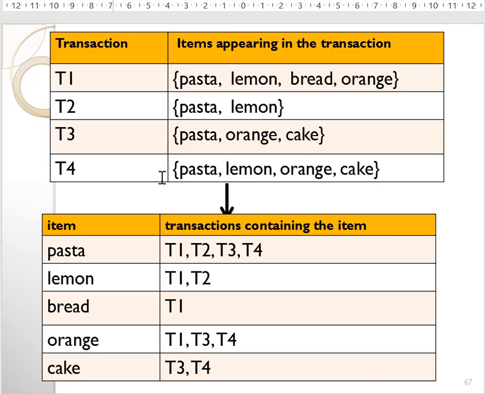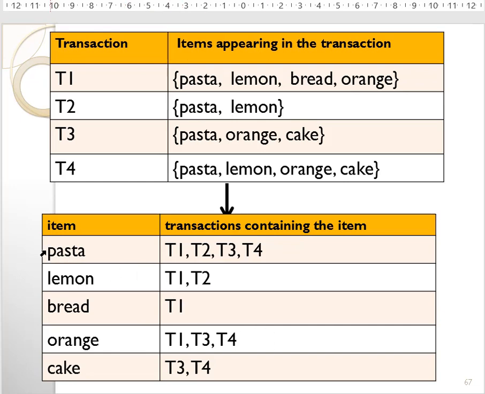Here we have the original database on top. We call it a horizontal database. And then we convert this database to what you see at the bottom. We call it a vertical database. So what you see on top and at the bottom is the same thing. It's like we take the database on top and we rotate it. We change the perspective to get the one at the bottom.